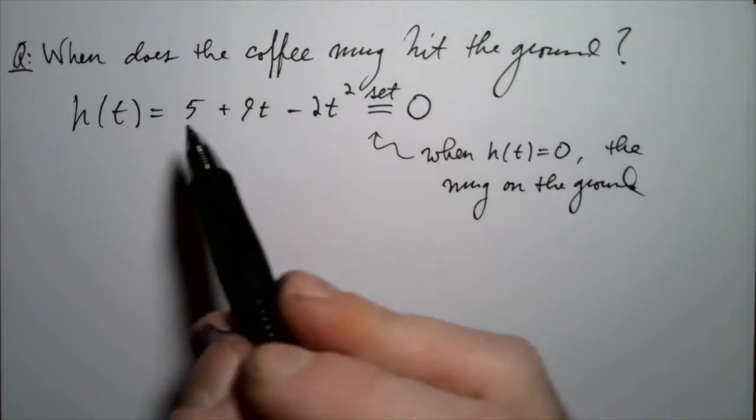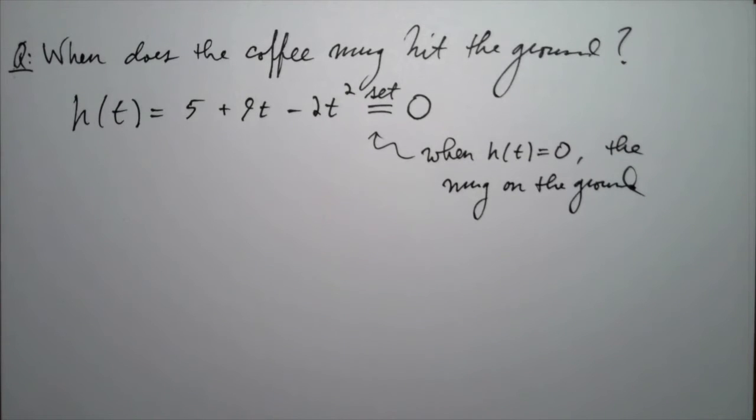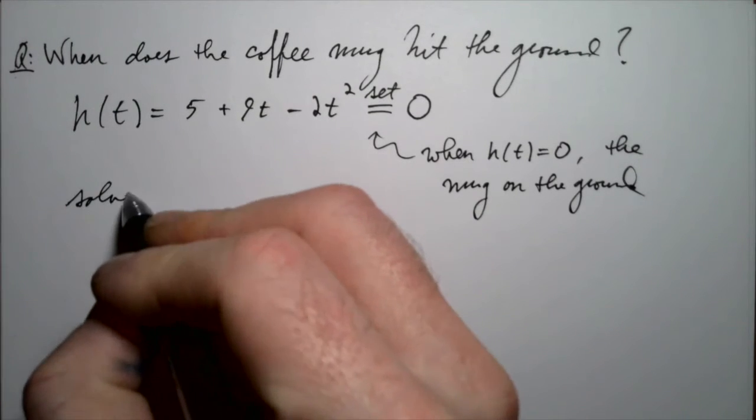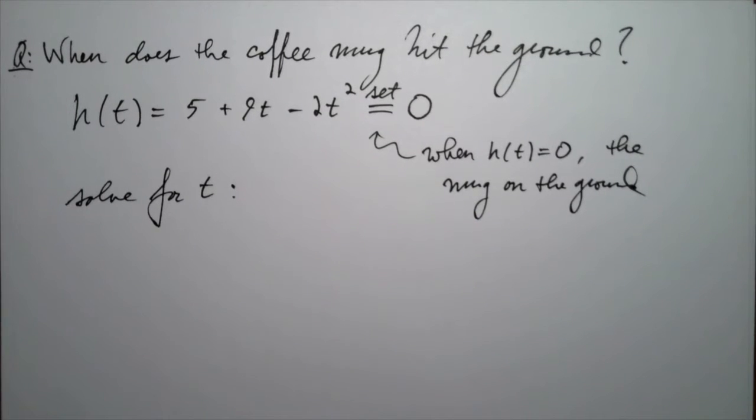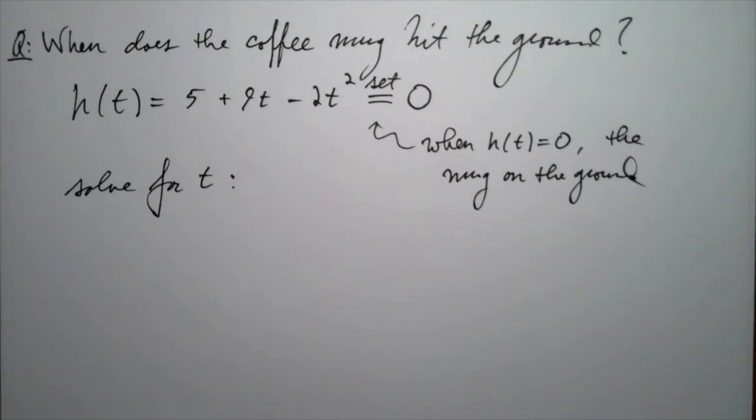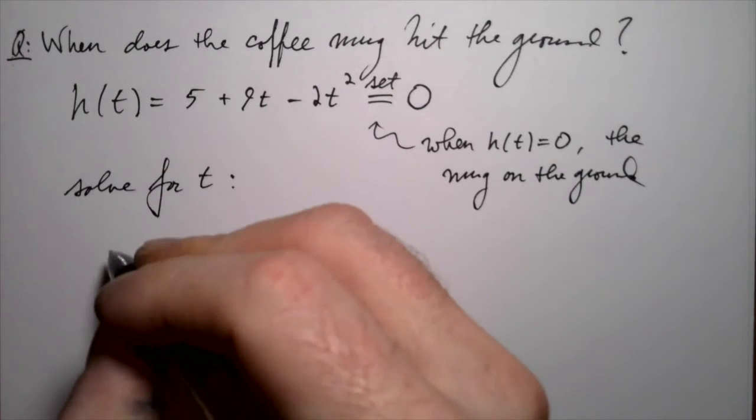And now that we've set that height function equal to 0, we're just going to solve for t. That'll tell us when the mug is on the ground. Okay, look at this function. How do we figure out when it's equal to 0? You might be real clever and see how to factor that quadratic polynomial, but I'm not so sure. I can't really see how to do that.